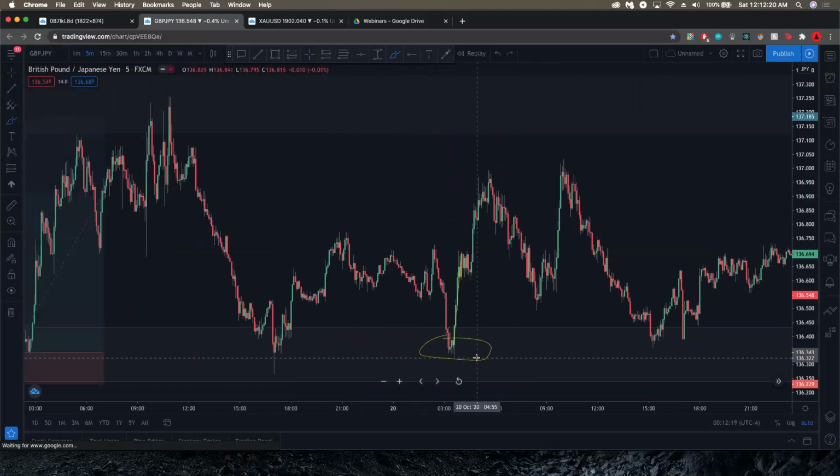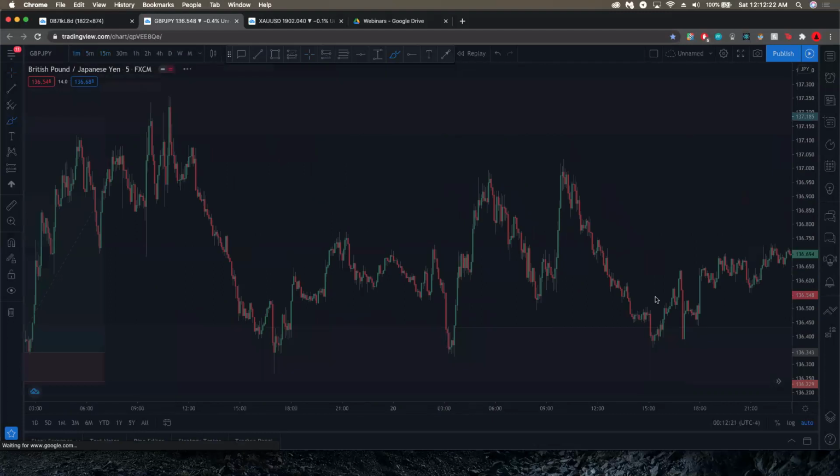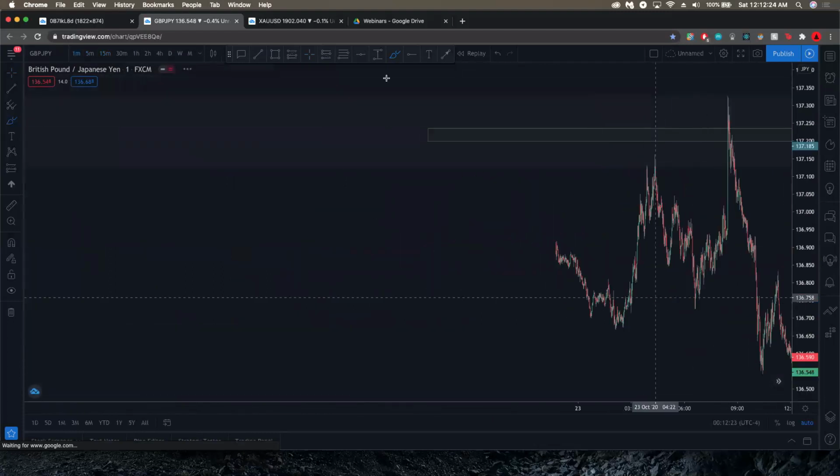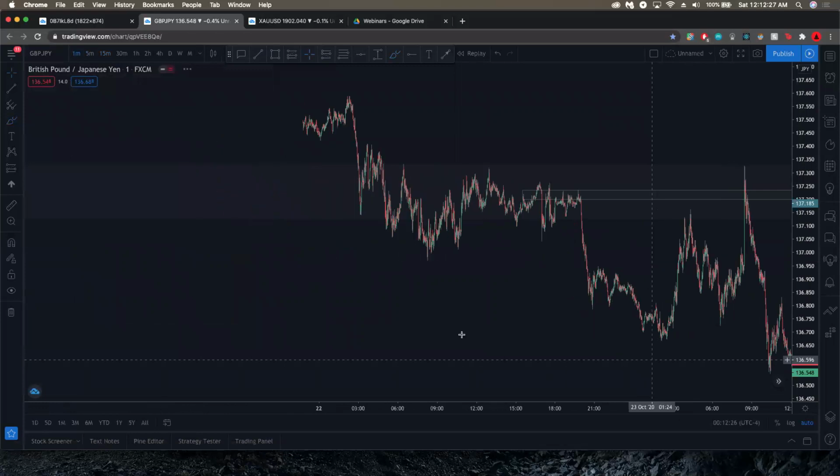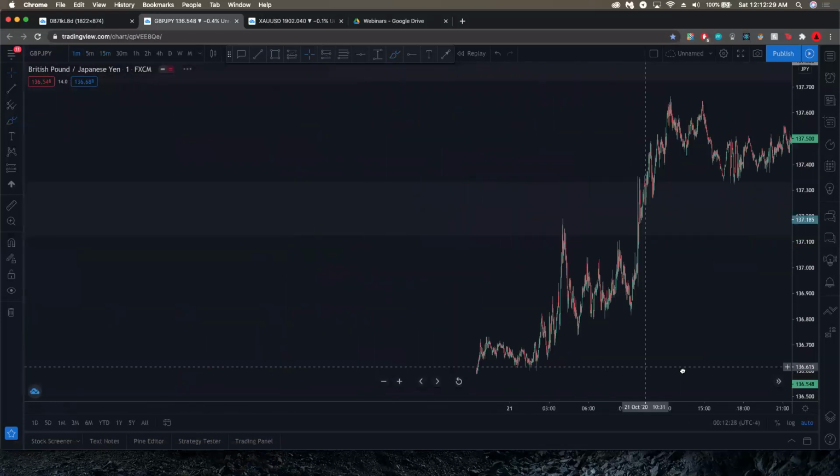So the most optimal entry would have been here, and you can actually go down to the 1-minute chart, and we can even check that out. I'm just going to have to scroll over a little.